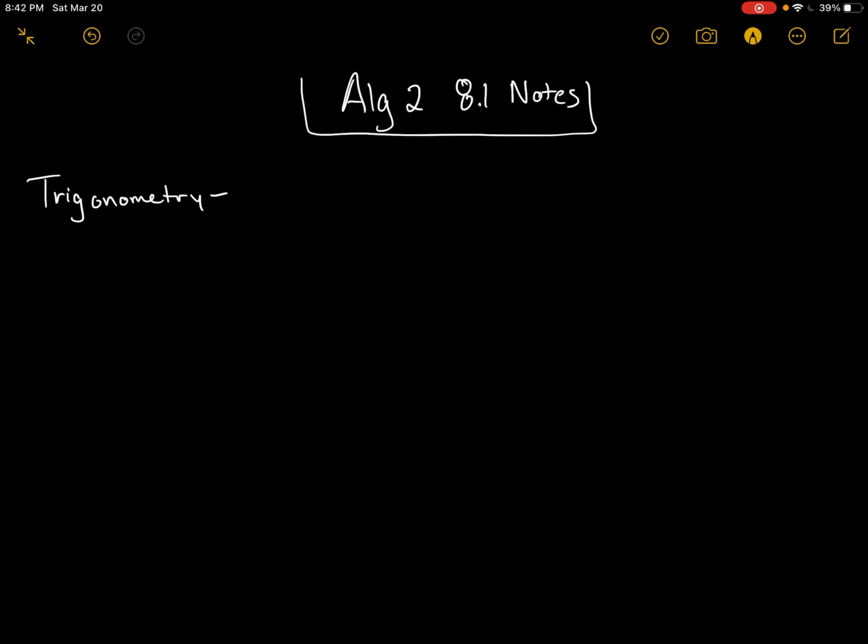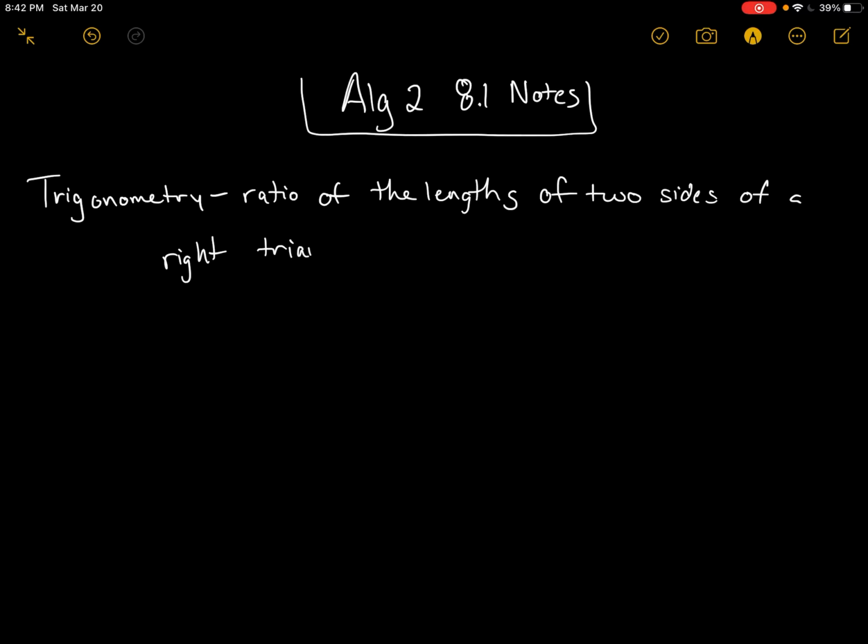Definitely a big word here. This is just actually a ratio of the lengths of two sides of a right triangle.